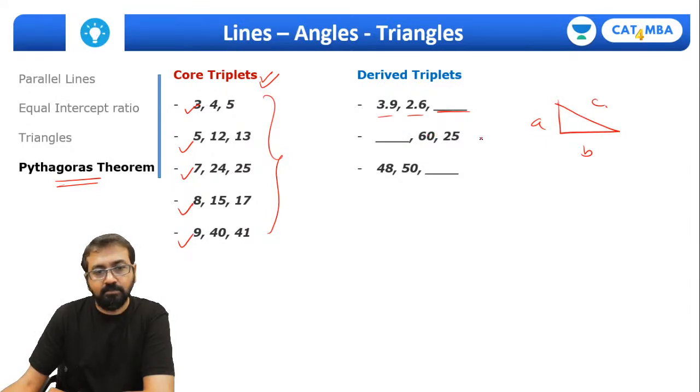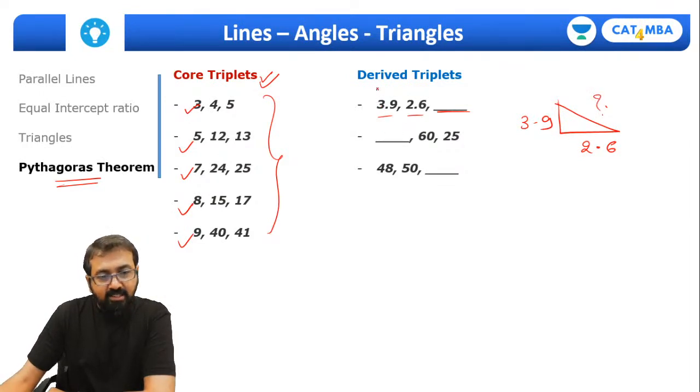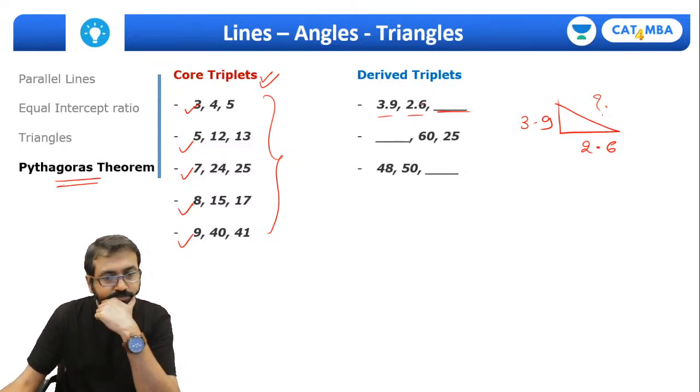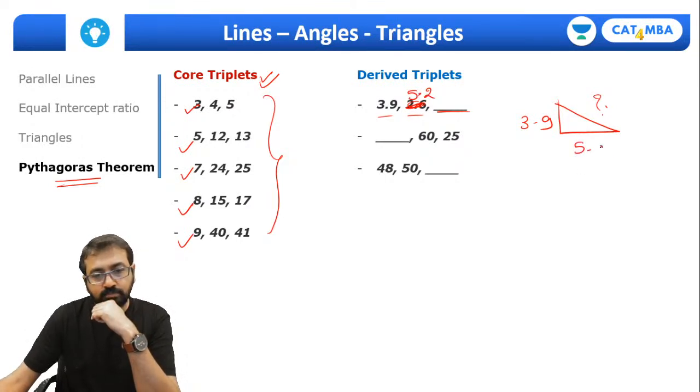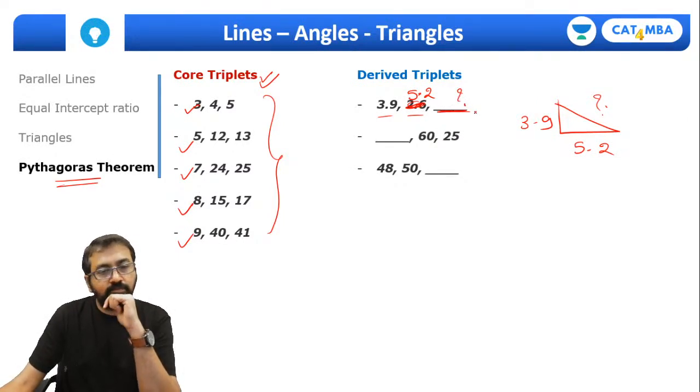Let me tell you that this is 3.9, this is 2.6. So what will be this side? Sorry guys, this should be different. It's not 2.6, it should be 5.2. So what will be this third side? Can you find out now?